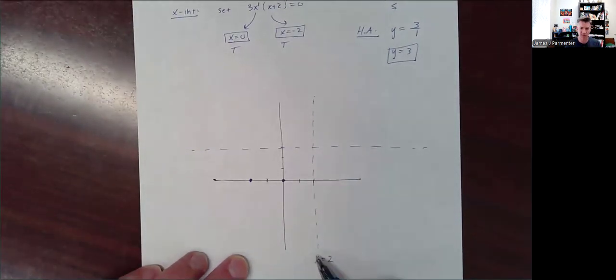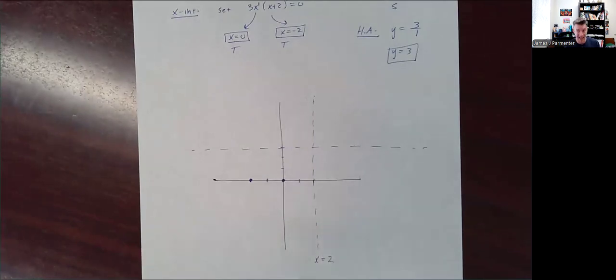And you might be thinking to yourself, well, James, you can't cross the horizontal asymptote. And I would say, well, actually, that's not true. You totally can cross the horizontal asymptote. It's perfectly valid to do. We might not, but it certainly can happen.